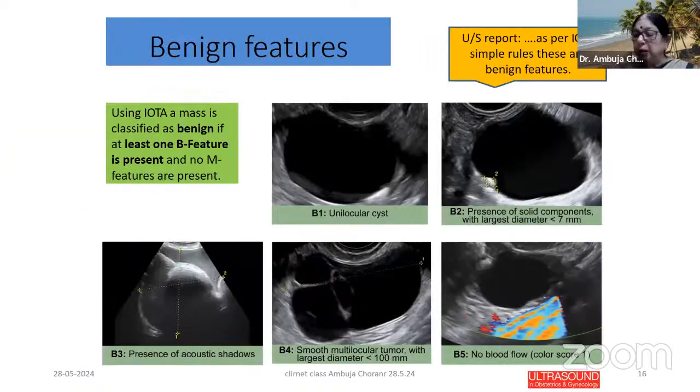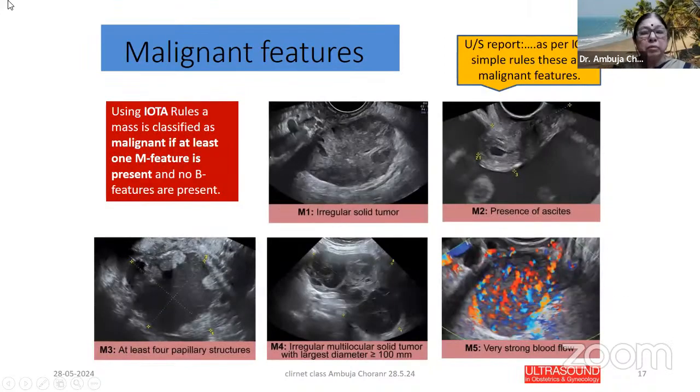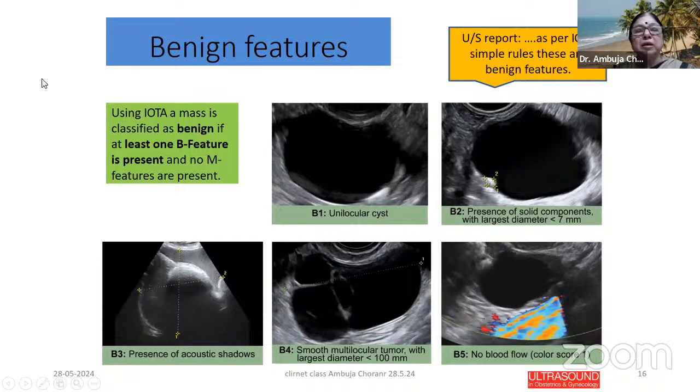So, I'll show you here. See, this is the simple cyst, unilocular, single. The margins are well defined, and the solid component present is less than 7 millimeters. Then there is the presence of acoustic shadow. This shadow indicates that it is not a solid mass. A smooth multilocular cyst with a diameter less than 10 centimeters, so until that point you don't need to worry, and there is no blood flow inside. These are the benign features.